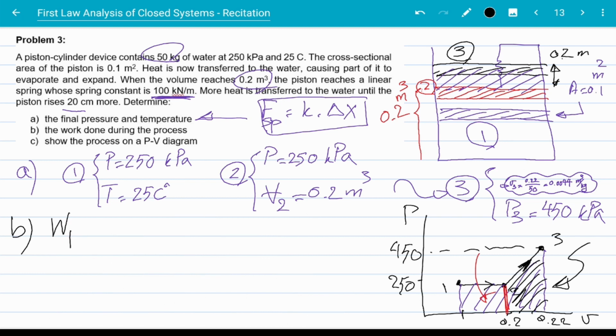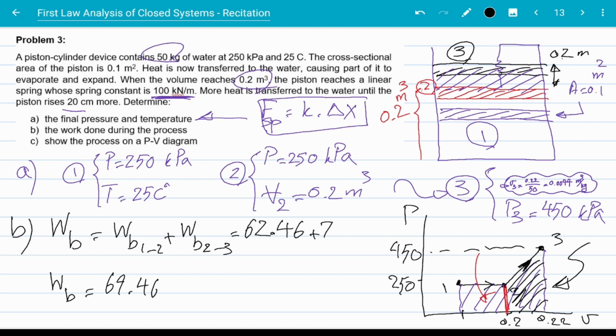So the total work is the work of boundary from 1 to 2 plus the work of boundary from 2 to 3, which is 62.46 plus 7. The total boundary work, or the work that the system does, is 69.46 kilojoules.